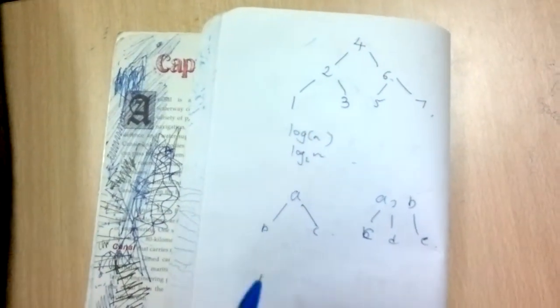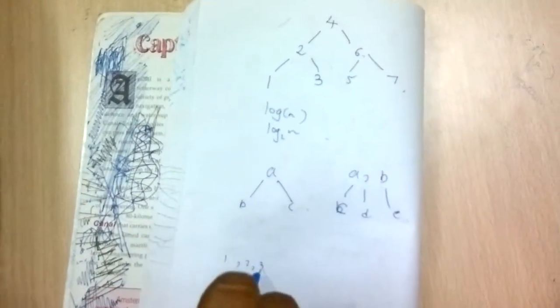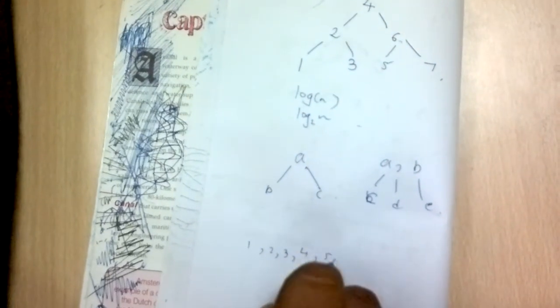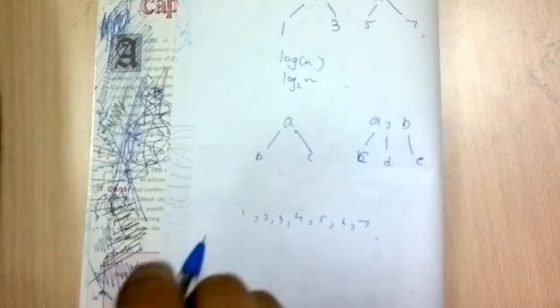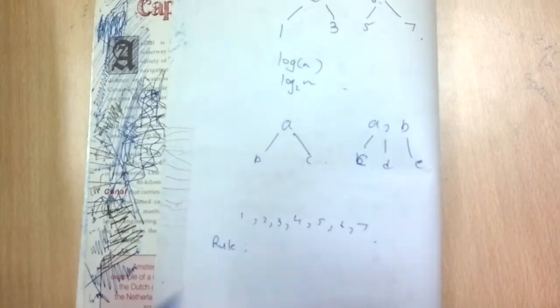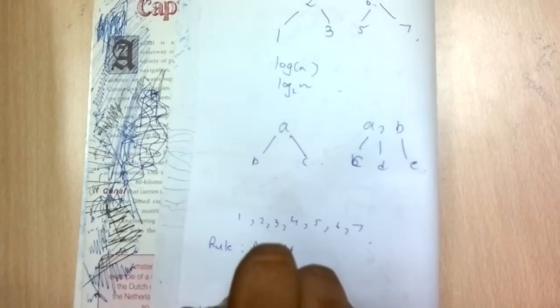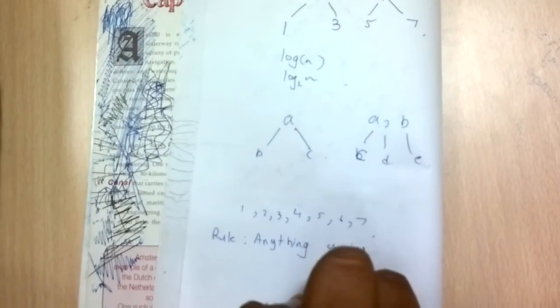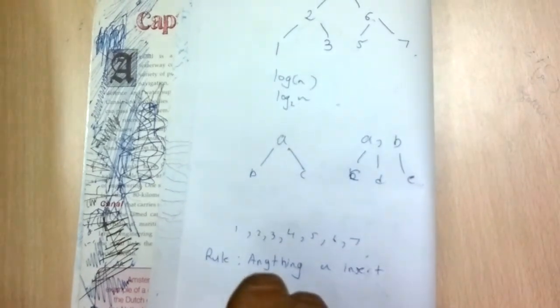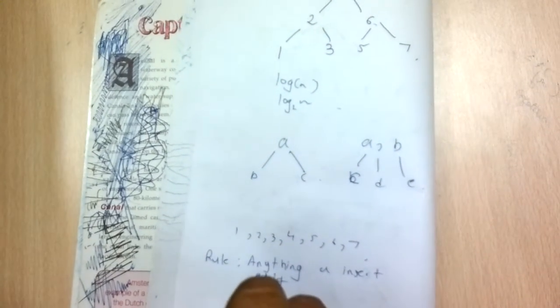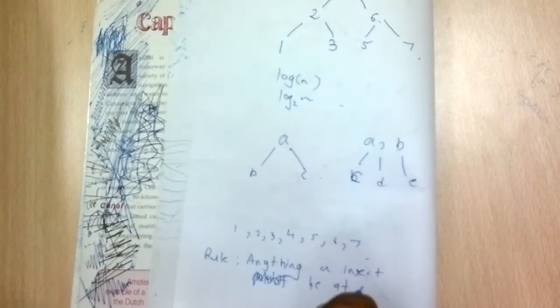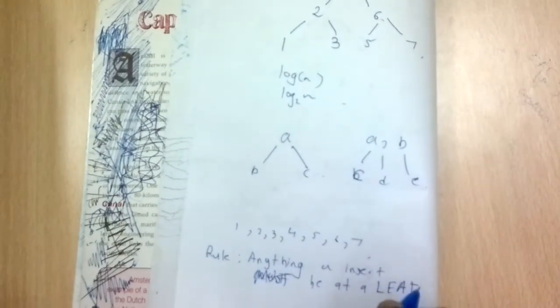So now moving on to the example we took earlier, 1, 2, 3, 4, 5, 6, 7. One important rule, which we must always follow: anything you insert must be at a leaf. This means you can never insert at anything other than a leaf. So always insert at a leaf.